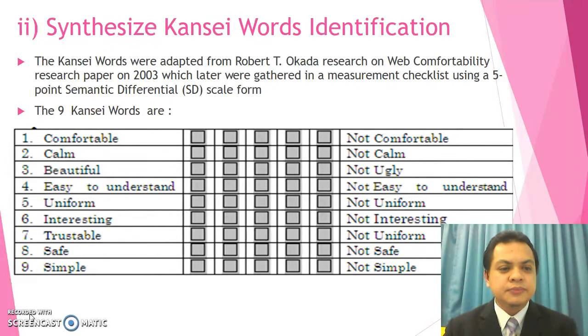So there are nine concept words. The first one is comfortable, calm, beautiful, easy to understand, uniform, interesting, trustable, safe, and simple. So the user will tick any box here to measure their feelings.